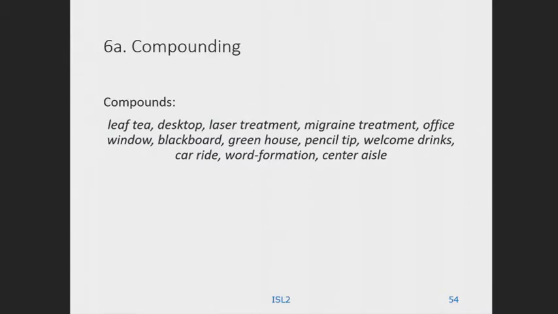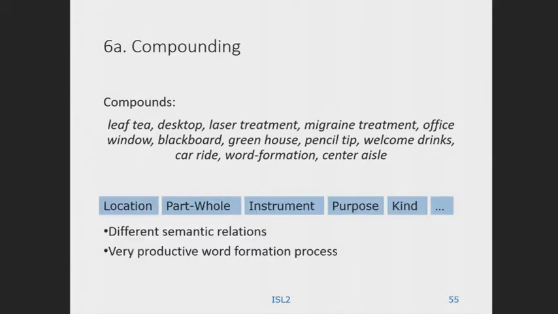We have loads of different compounds in English. This is an extremely productive thing. Even more so, of course, in German, because in German I can basically stick any kind of relation to the next one and we create infinitely long words for which we're super famous. Especially when it comes to language learners. And when we look at them, like leaf tea, desktop, laser treatment, migraine treatment, they're different relationships between the elements.